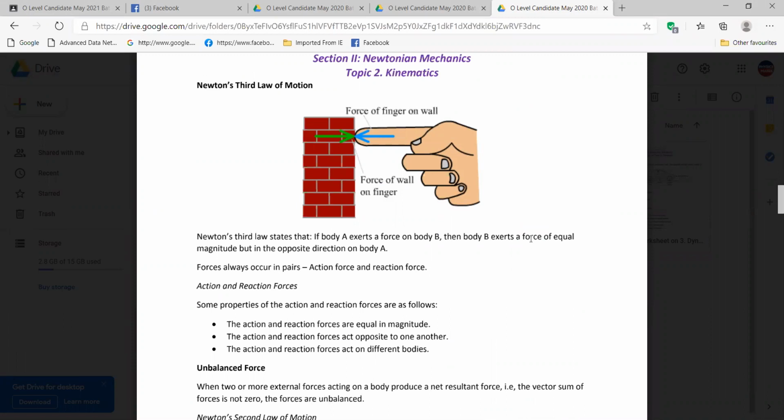Sir, is it always compulsory that the forces will be towards each other, like shown on the diagram, or can they be facing away from each other? What you asked is a very important question, and the answer is both. It can be like this, or it can be the other one you told.